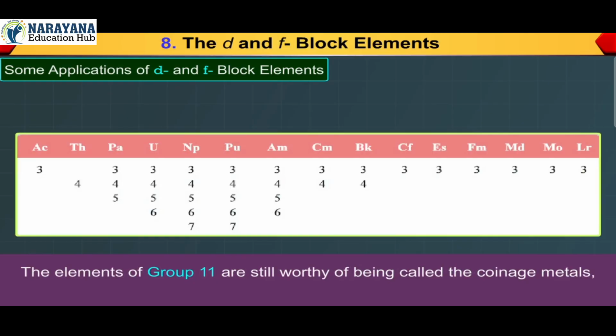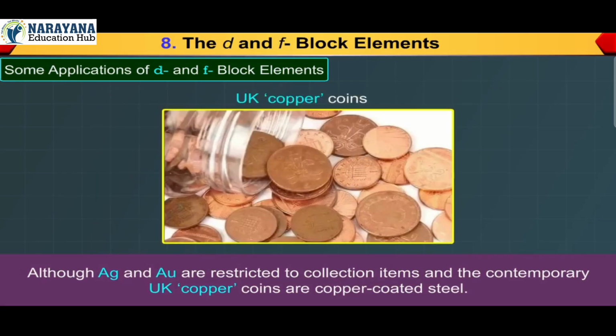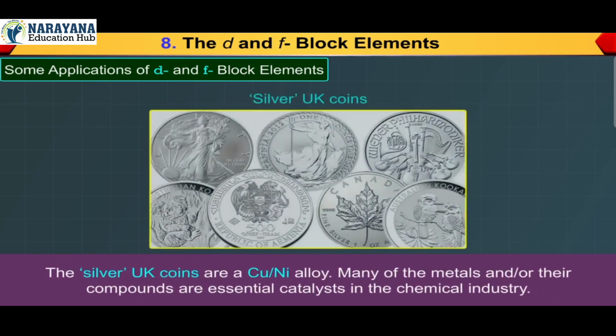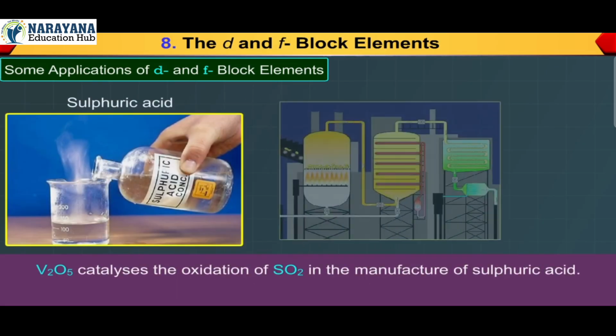The elements of group 11 are still worthy of being called the coinage metals, although Ag and Au are restricted to collection items and the contemporary UK copper coins are copper-coated steel. The silver UK coins are a copper-nickel alloy. Many of the metals and/or their compounds are essential catalysts in the chemical industry.